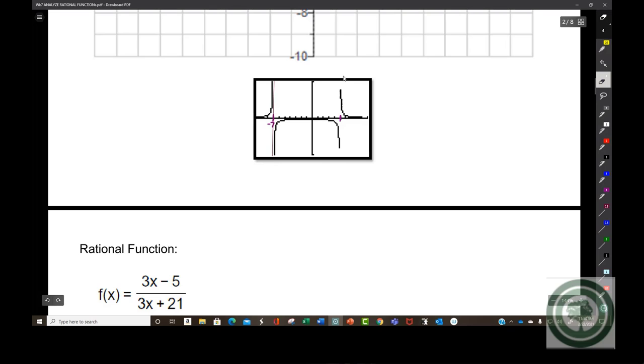But I can't stand it. All right, here. I'll just spend all day on this. There, those are my walls. They're my vertical asymptotes. Vertical asymptotes act like walls between the parts of the graph.